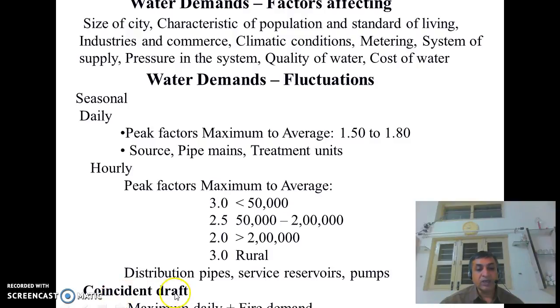A coincident draft is the combination of maximum daily demand with fire demand. There is another possible value, the maximum hourly demand. When you estimate the design flow for the water distribution system, you will take the higher of these two combinations: maximum hourly, or maximum daily plus the fire demand. And here comes the use of the fire demand in the system.